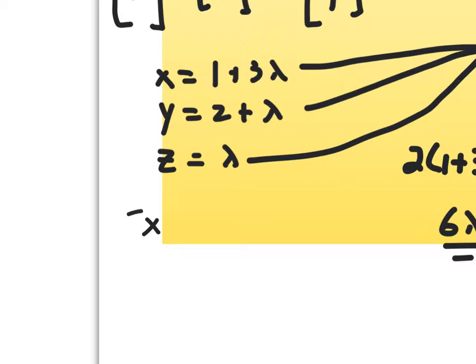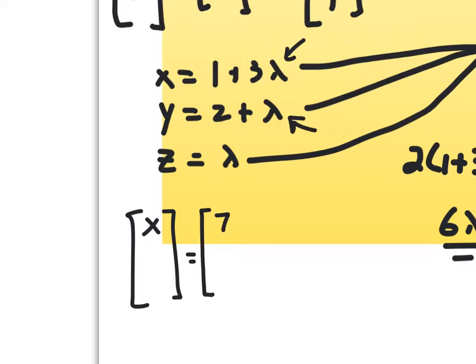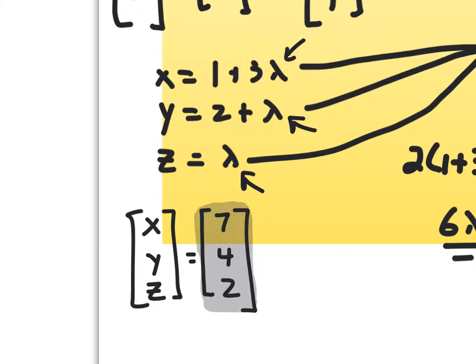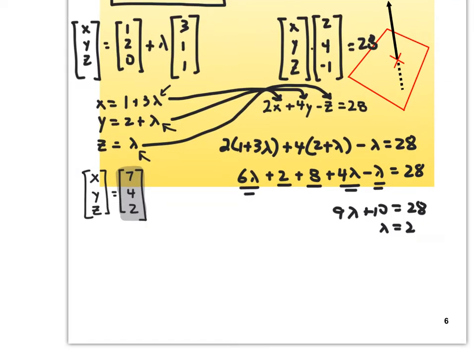If I plug in a 2 for lambda here, I'd get out a 7. If I plug a 2 in for lambda here, I'd get a 4. If I plug a 2 in here for lambda, I get a 2. So their point of intersection, where they cross, would be this point right here: 7, 4, 2. Pretty cool, right? We can take a line and a plane, and figure out where they cross based on that lambda. All just algebra from there.